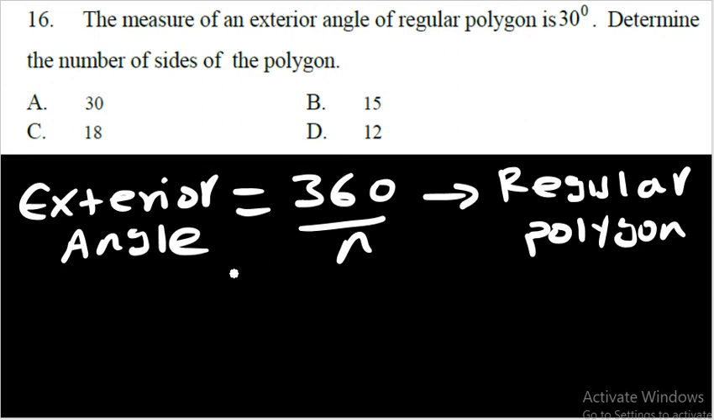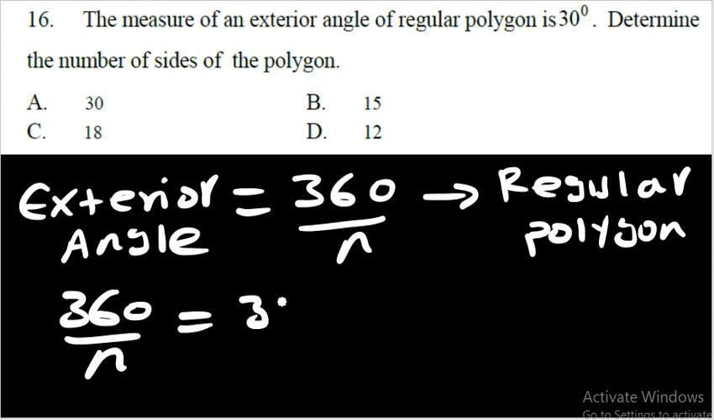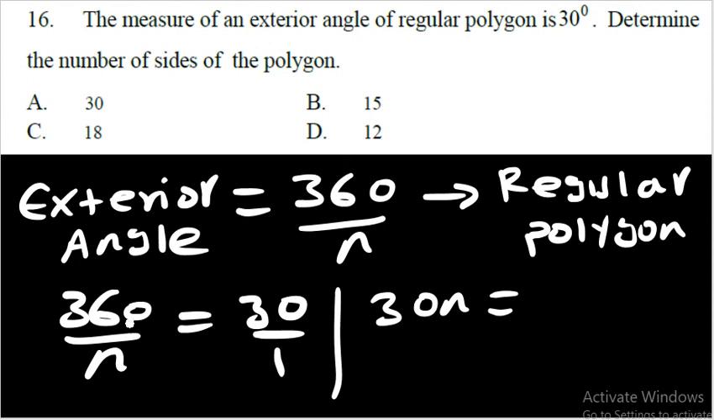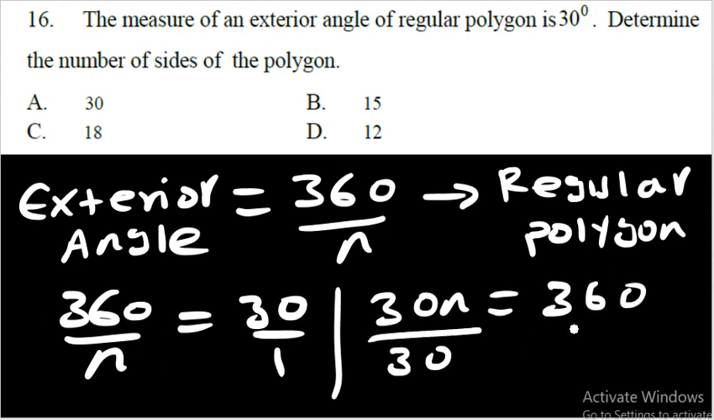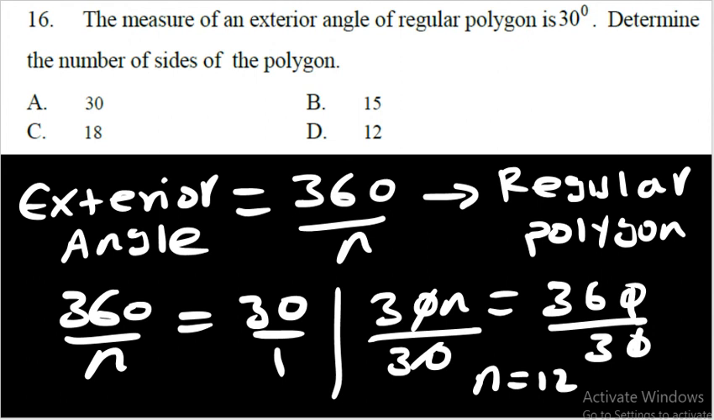So the measure of an exterior angle of a regular polygon is given. Determine the number of sides. That means this 360 over n is given to you as equal to 30. So finish it by crisscross: 30 times n will be 30n is equal to 1 times 360, which is 360. When you divide by 30 on both sides, what will happen? Cut 0 by 0, and 36 divided by 3 will be 12. n is equal to 12. That means the number of sides of the polygon will be 12.